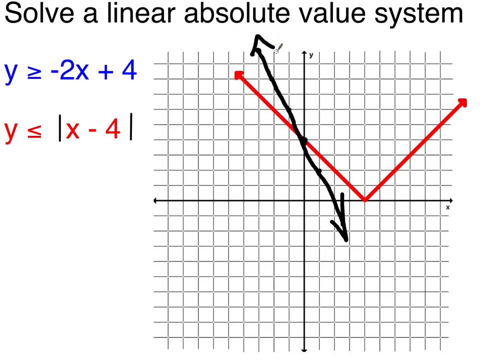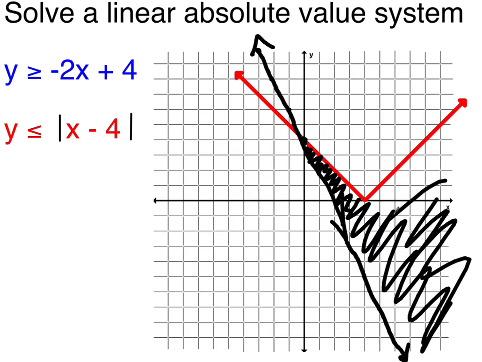Okay, so that's the solution. It's the y's that are above this line and below this line. So it's all of this stuff down here. So let me continue this line. It's all of this stuff that should be the solution. Let's check it. 1, 2, 3, 4, 5. Let's just use this point.